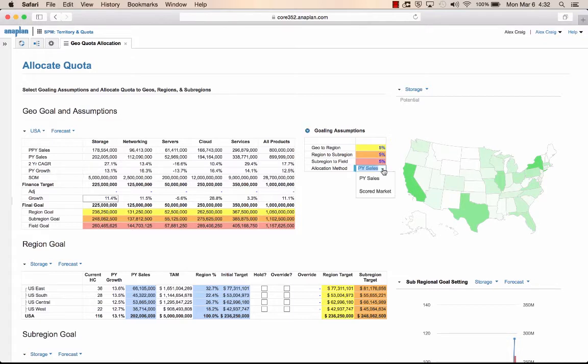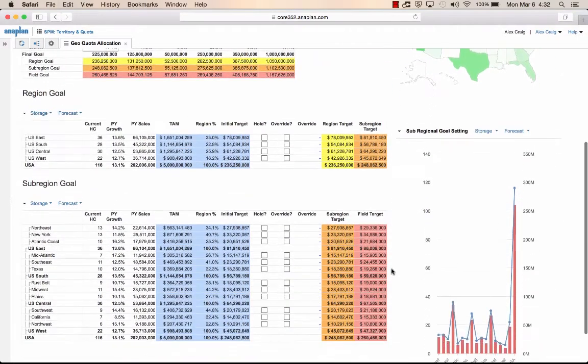Let's go ahead and switch that to our scored market information to get a more strategic and intelligent distribution of our quota down to the lower levels. As we made that change, not only did we change our methodology here at the region level, but down below we can see that from our regions to our subregions, we are also using that scored market information to take our high level of targets and to push them very easily and elegantly down to the lower levels.